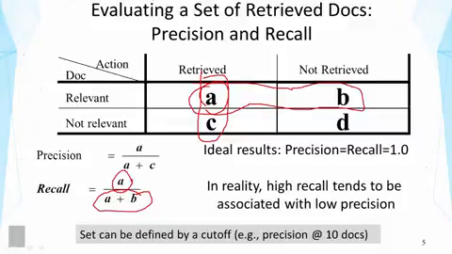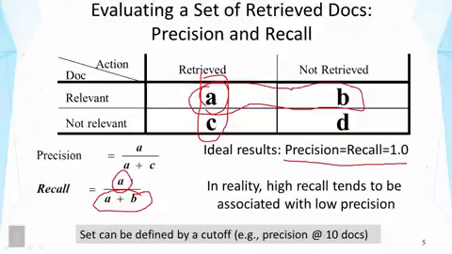Okay, so what would be an ideal result? Well, you can easily see in the ideal case, we have precision and recall both to be 1.0. That means we have got 100% of all the relevant documents in our results, and all the results that we return are relevant. That means there's no single non-relevant document returned. In reality, however, high recall tends to be associated with low precision. And you can imagine why that's the case. As you go down the list to try to get as many relevant documents as possible, you tend to encounter a lot of non-relevant documents. So the precision would go down.